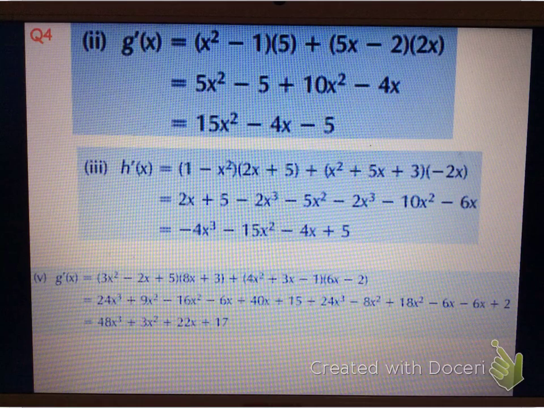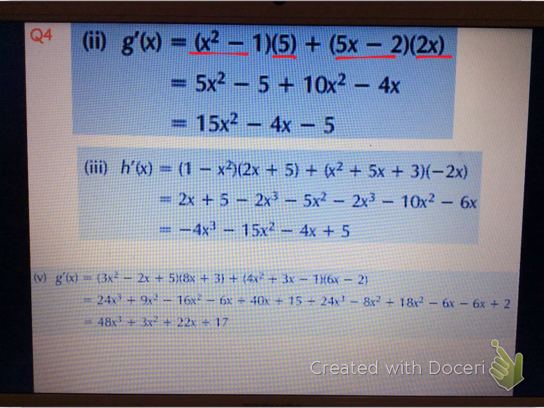Question 4 then, straightforward, you just had to use the product rule. They don't ask you to go and multiply out the brackets at all. So using your product rule, you had to do part 2 there. So g of x was x squared minus 1 in one bracket and then 5x minus 2 in the other. So again, it's a u by a v. So that's your u dv dx plus v du dx. Multiply it out, tidy it up, and you should get out 15x squared minus 4x minus 5.